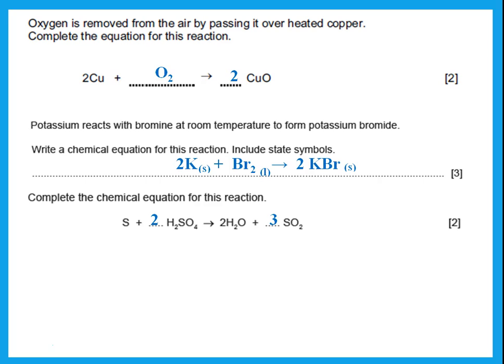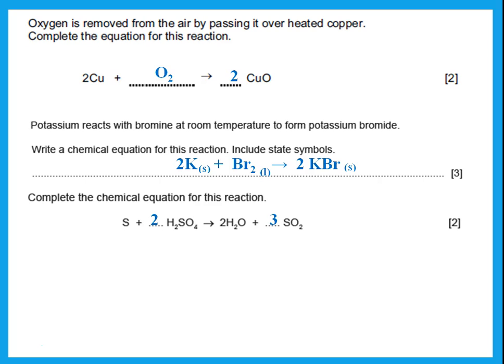Now let's count the oxygens. How many oxygens before the arrow? I have 2 times 4, and that's 8. Now after the arrow, how many do I have? I have 2 from the water, and I have 2 times 3, which is 6. So I have 6 and 2, 8, and the other side is 8, so this is now balanced.